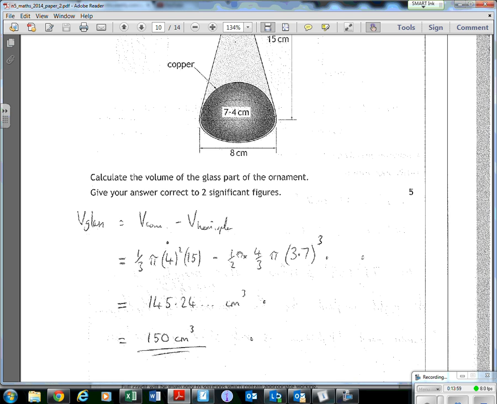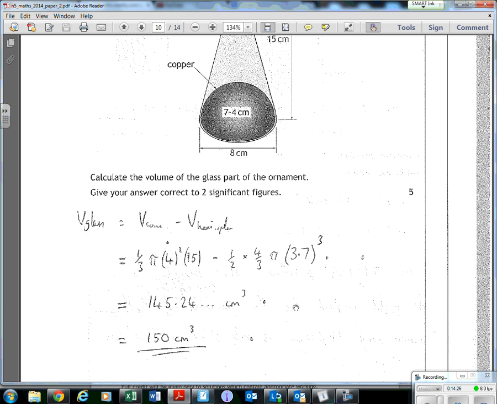Subtract a hemisphere, so a half times, because it's a hemisphere, and the volume of a sphere is given by 4/3 pi r cubed. And here the radius is half of 7.4, which is 3.7, so subtract a half times 4/3 times pi times 3.7 cubed. Substitute all of that into the calculator. That comes out as 145.24... There were more numbers there.